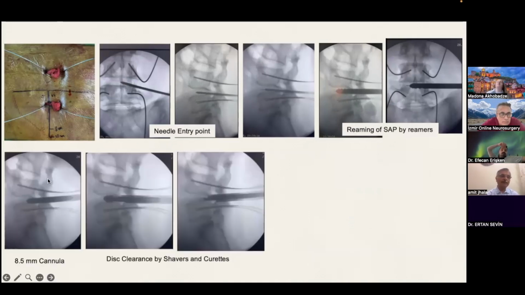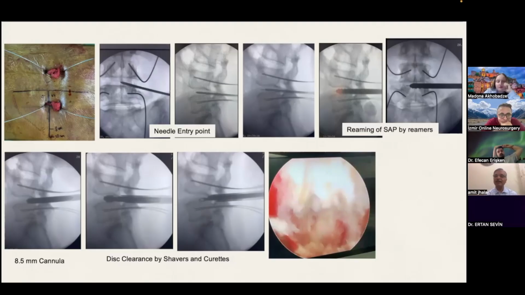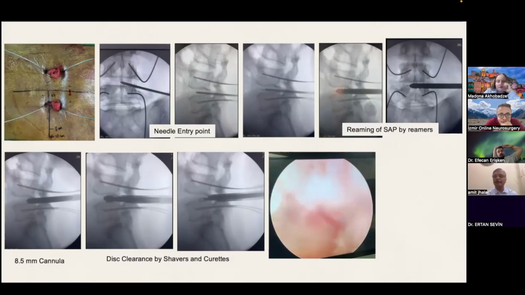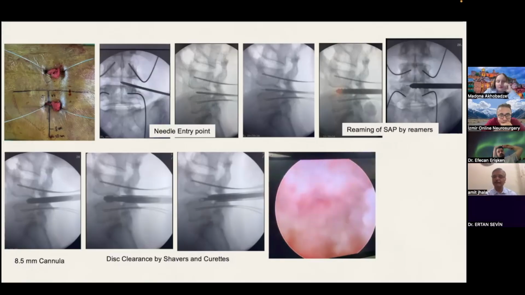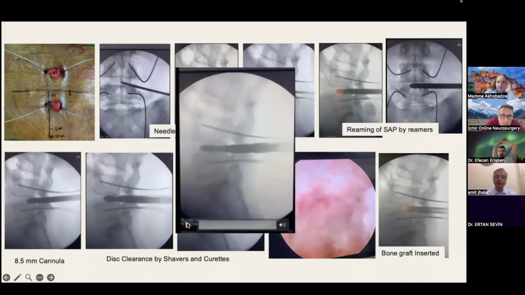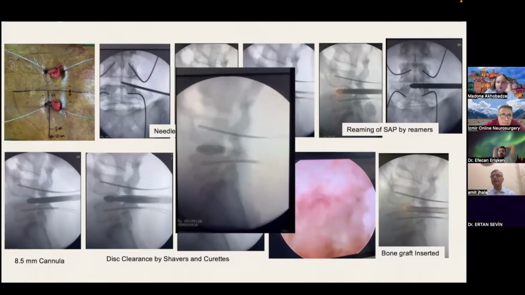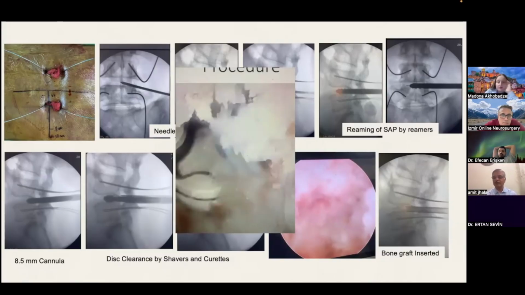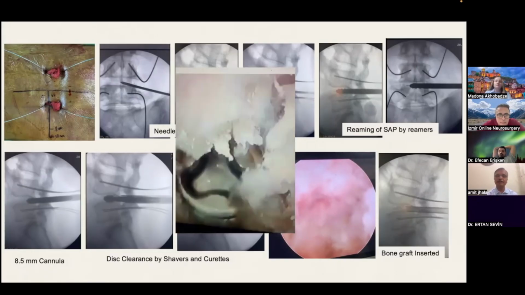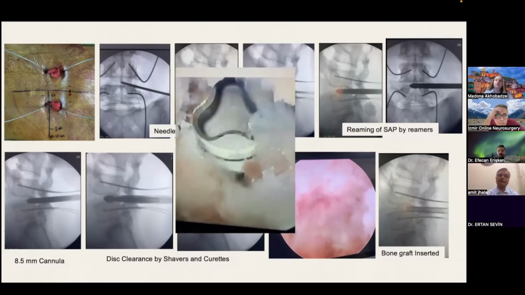Then you put in an 8.5 millimeter cannula, and then you do a disc clearance with the shavers and the curettes. And then once you have done a good disc clearance, you can put a monoportal endoscope inside. You can check complete clearance of the disc space and the end plate clearance by putting in an endoscope. And then you can insert the bone graft. And through the 8.5 cannula, you can put in the expandable cage. So the whole procedure becomes more or less a percutaneous procedure. This is with the 8.5 mm cannula, but it requires specialized endoscopic instruments as well as expandable cages.